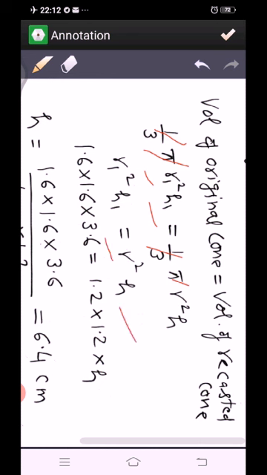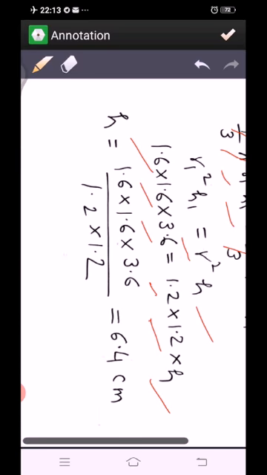r1, radius of given cone, is 1.6. So its square, that is 1.6 into 1.6. Height was given 3.6 centimeter. Radius of recasted cone is given 1.2. So r square will be 1.2 into 1.2 into height that we have to find. So height is equal to 1.6 into 1.6 into 3.6 divided by 1.2 into 1.2. So we do all the calculations. Here h will be 6.4 centimeter, our required answer.